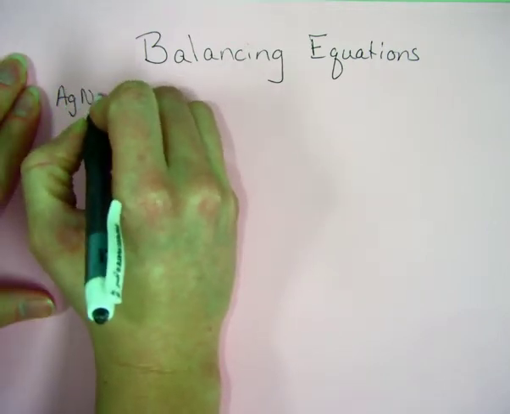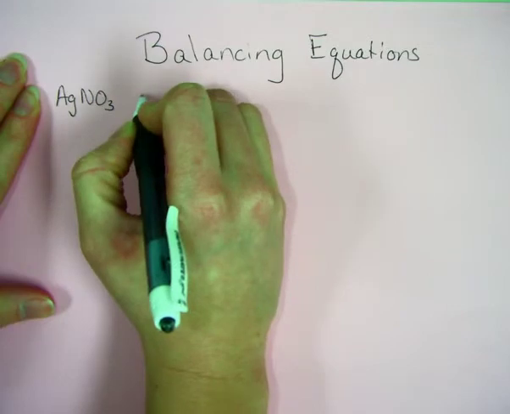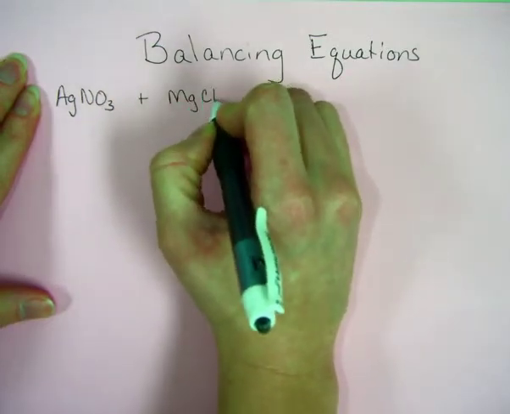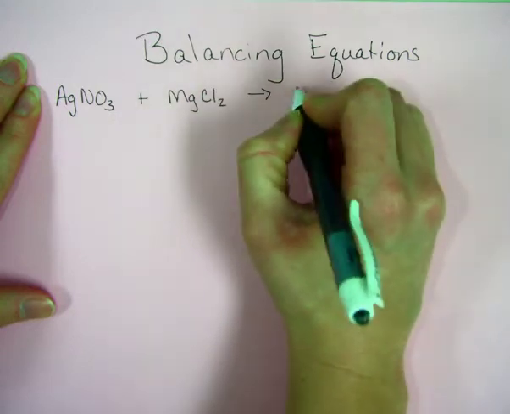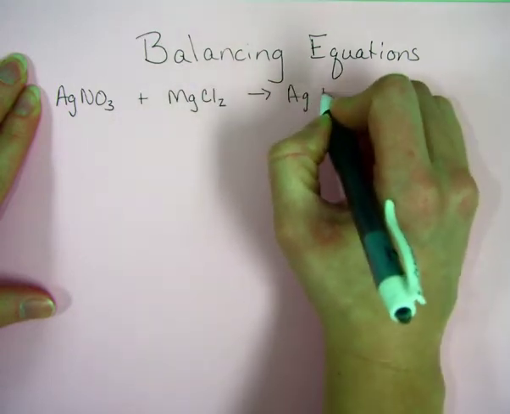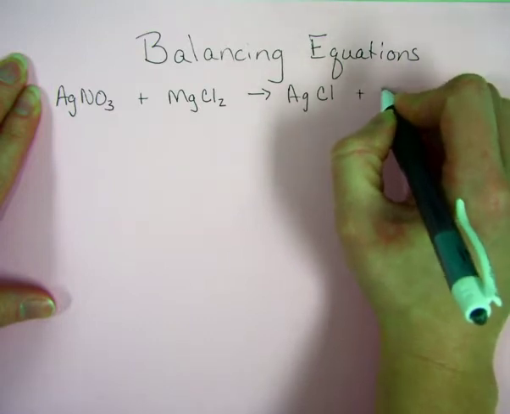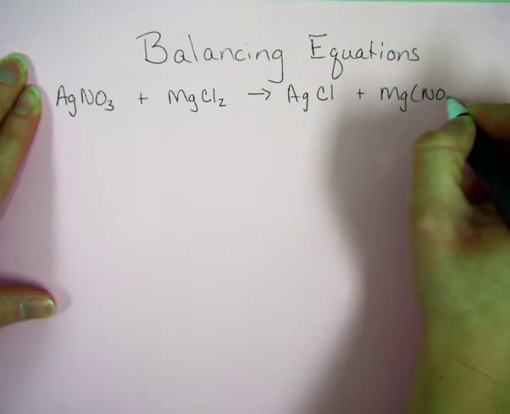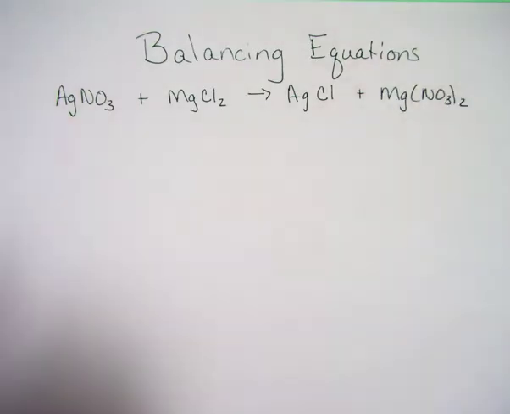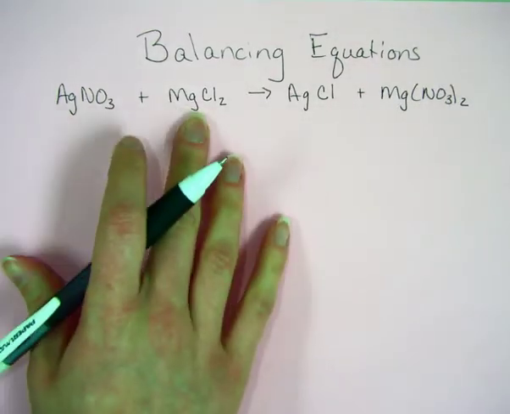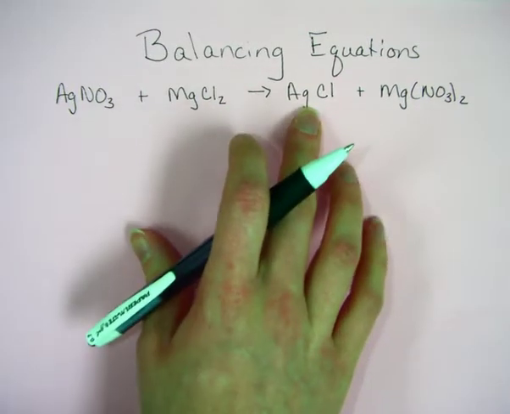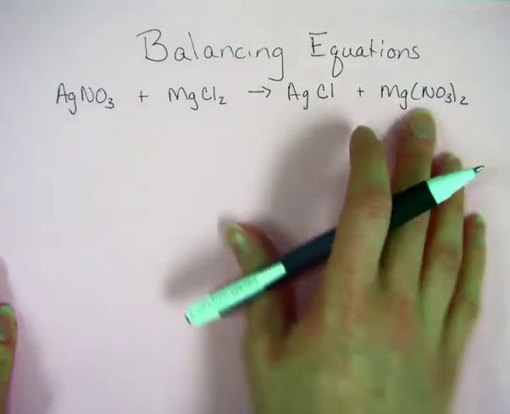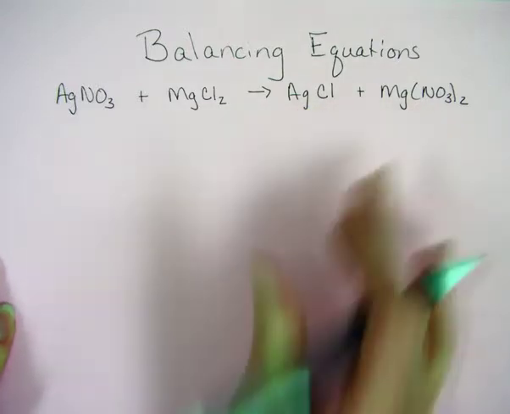Silver nitrate, AgNO3, plus MgCl2 goes to AgCl plus MgNO3, 2. So we have silver nitrate and magnesium chloride. They're going to switch partners and make silver chloride and magnesium nitrate.